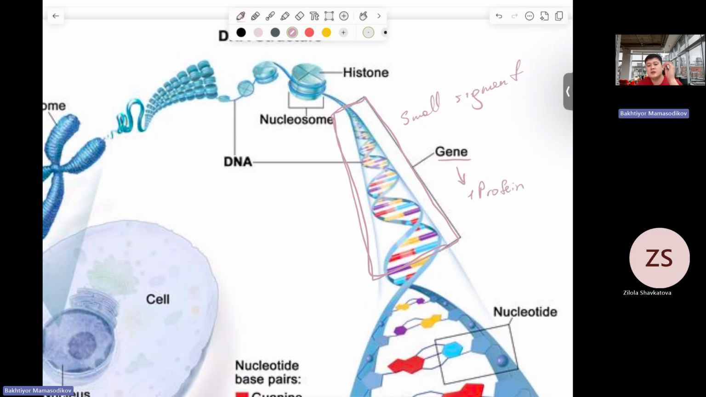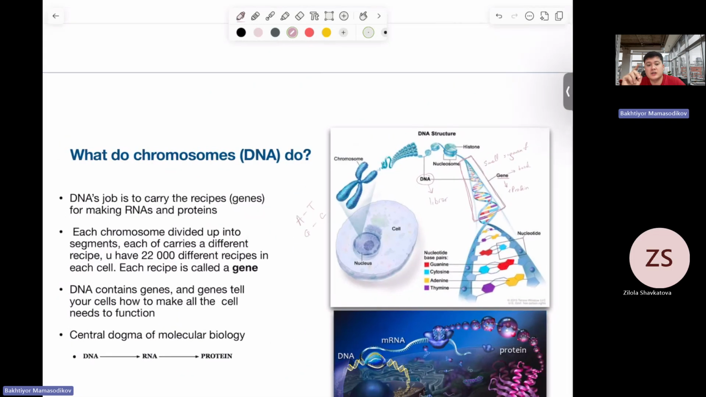Okay, so the DNA is like a library, and each gene is a book. Imagine this DNA is a big library, and this portion, the gene, is just one book. How many books do we have in that library? 22,000 different books. So imagine a gene like a book and DNA like a library. Inside the DNA, you have 22,000 different genes.